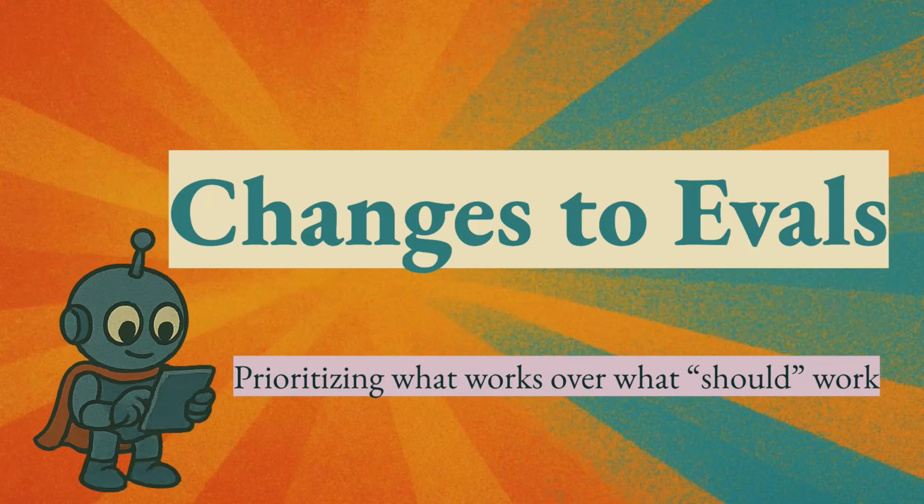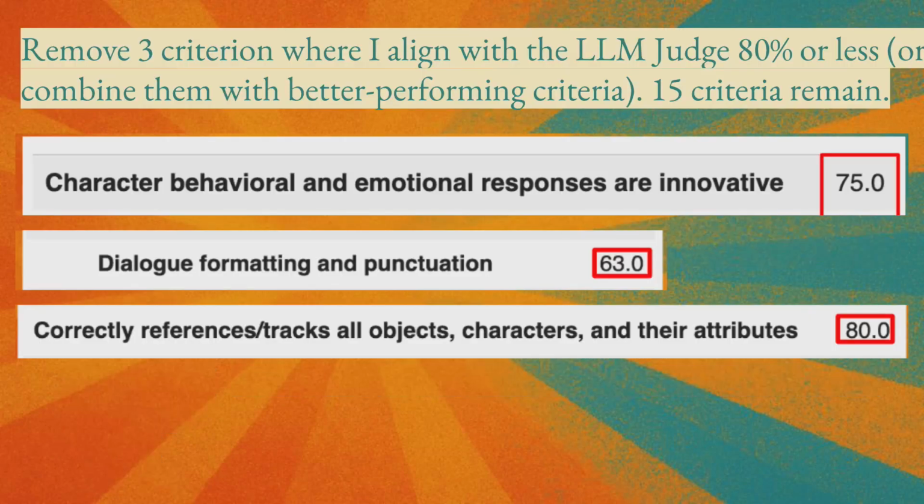So what did this do? After this process of generating LLM Judge scores and evaluating the scores, whether agreeing or disagreeing, I had to make some changes to my evals. The first thing I did was I removed 3 of the criteria where I aligned with the LLM Judge 80% or less. This was because I felt like I wanted to spend my time on Haiku's strengths, not its weaknesses. So I was left with 15 criteria.